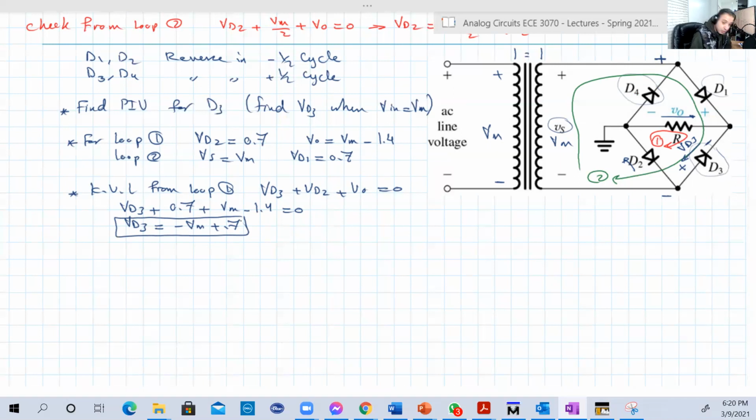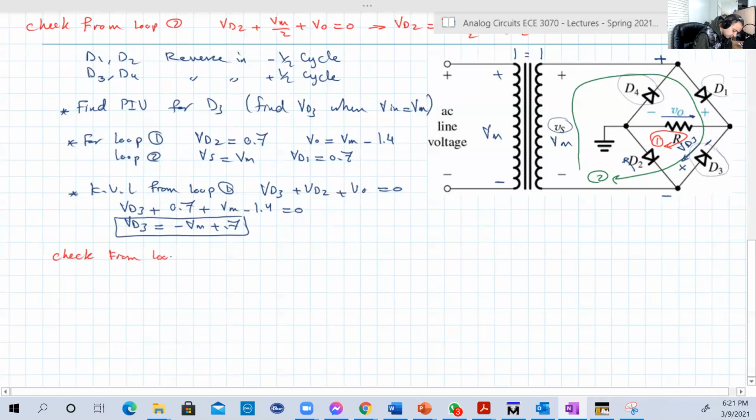So let's now do the check. So let's check by loop 2. From loop 2, we have here Vmax in that direction, or Vs. Then D1 is opposite, so minus VD1. Then plus VD3, it is in the same direction as the input, equal to 0. Okay, so Vmax minus 0.7 plus VD3 equal to 0.